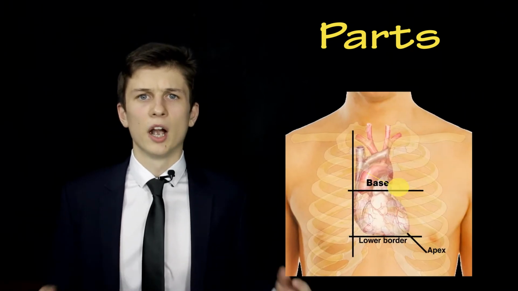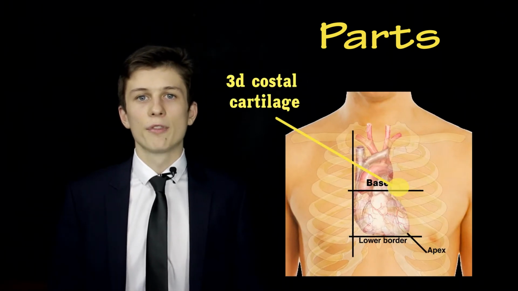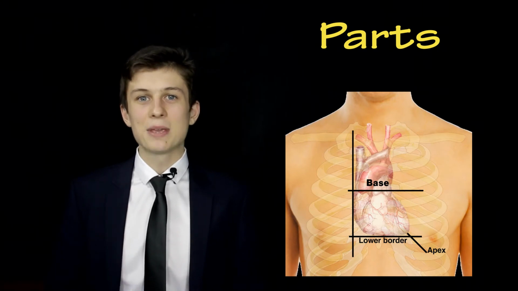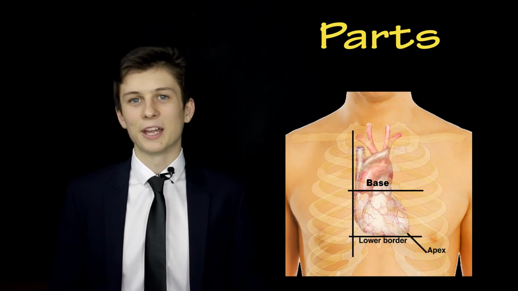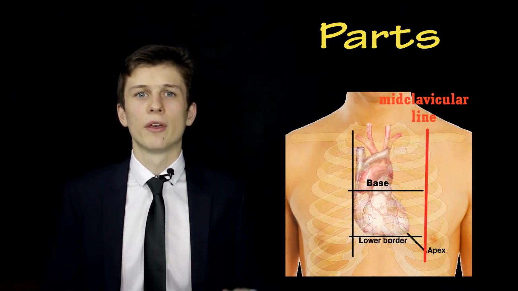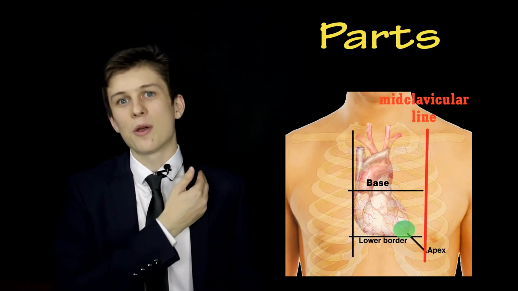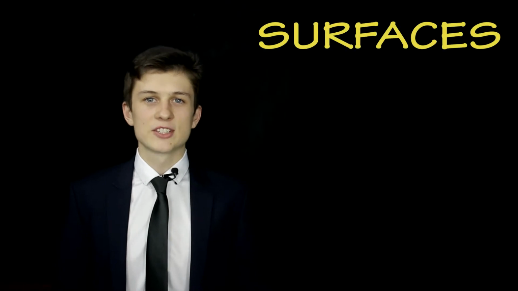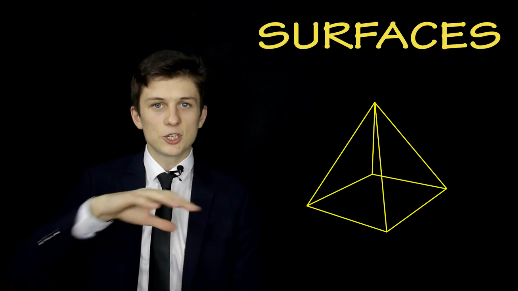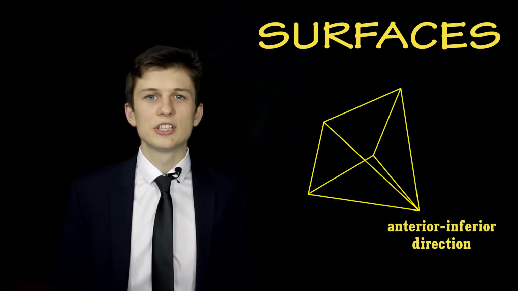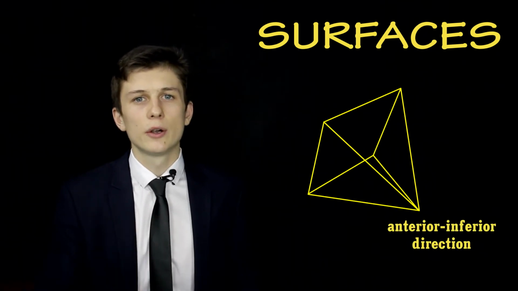The upper part of the heart is located at the level of the third costal cartilage. The apex of the heart can be auscultated at the following landmark. It's 1.5 centimeters to the right from the left midclavicular line in the fifth intercostal space. The heart has been described by many texts as a pyramid which has fallen over. The apex of this pyramid is pointing in the anterior-inferior direction.